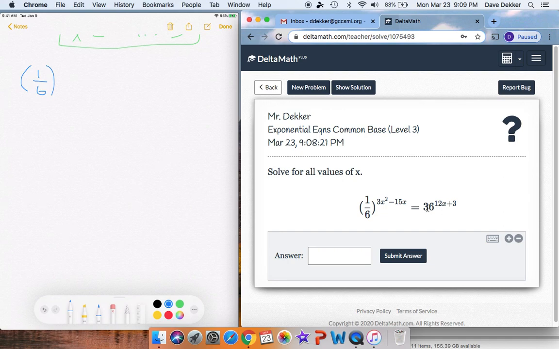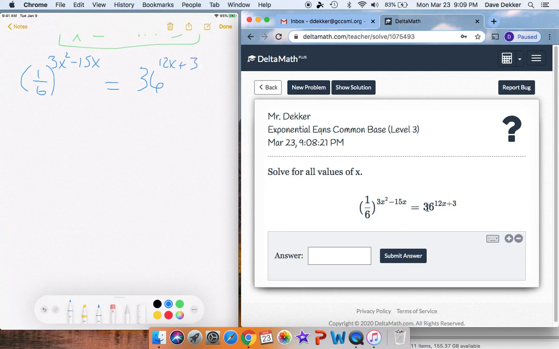So again, if I were to start with the original, okay, so I have 1/6 raised to the 3x squared minus 15x. Okay, that's another change for this particular level, is now all of a sudden in the powers we have things that are being squared. That might be a little new for us. Okay, and then I have 36 to the 12x plus 3 power.